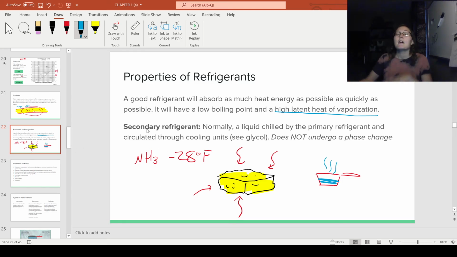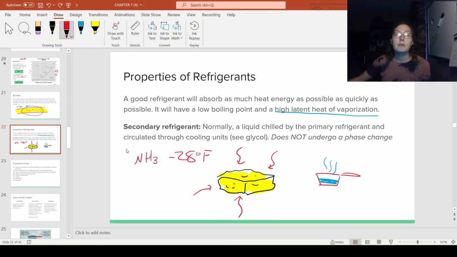A secondary refrigerant, this is something that we use a lot. It's not necessarily factored into your basic refrigeration system, but it is really good. A secondary refrigerant is normally a liquid chilled by the primary refrigerant, circulated through cooling units. See glycol. It does not undergo a phase change.